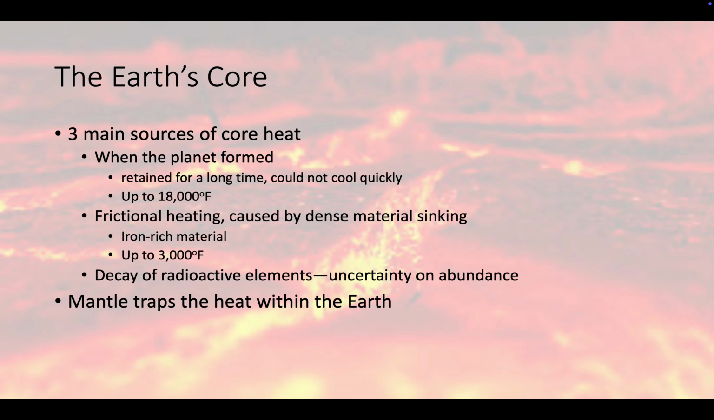All right, the Earth's core. Why is it so hot? Hopefully you know that the center of the Earth is very hot. We can't travel into the center of the Earth because it definitely gets way too hot. It would end up melting anything we take down there. So there are three main sources of core heat. When the planet formed, it was extremely hot, and that heat is still kind of trapped inside of the planet. It's been retained for a long time. It can't cool. Our crust on the outside of the Earth is keeping that heat in, and it can be up to 18,000 degrees Fahrenheit.